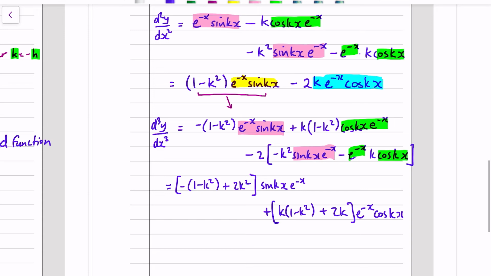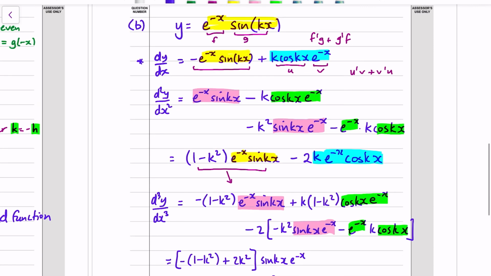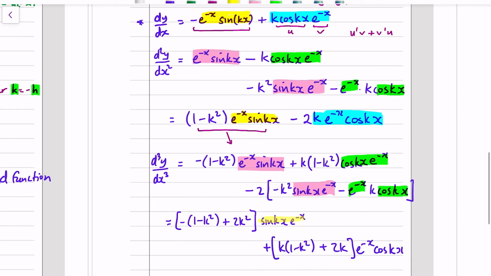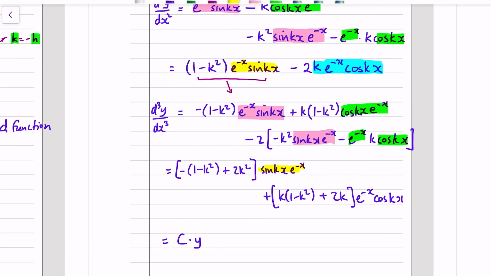Okay, and the goal in this question, remember, was to make this equal to c times y. Find the values of k for which this is true. Well, the y function, which was the thing in yellow right at the start, is just this term here. So if this is going to be equal to c times y for all values of x, then this last term has to be 0. Okay, if this here is equal to y, this will be equal to c.